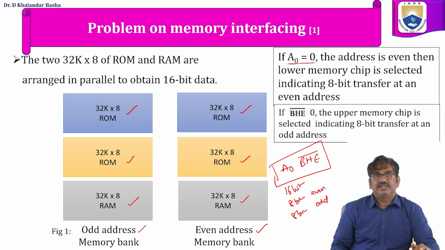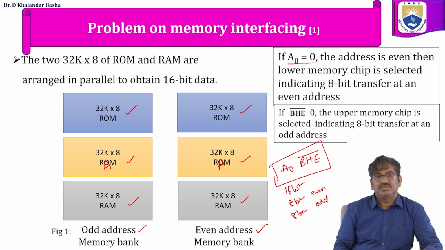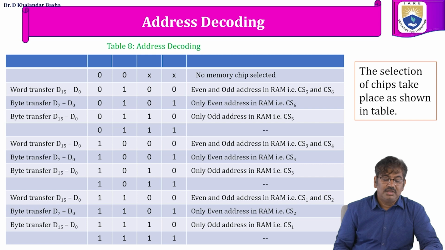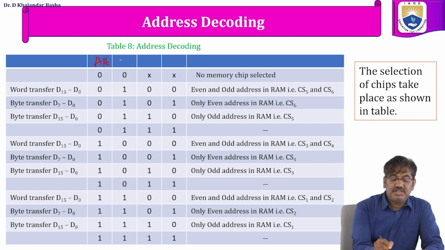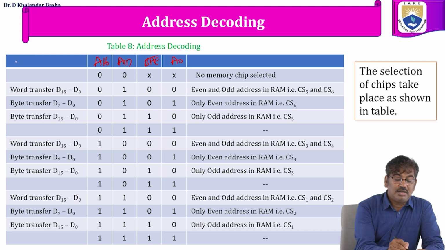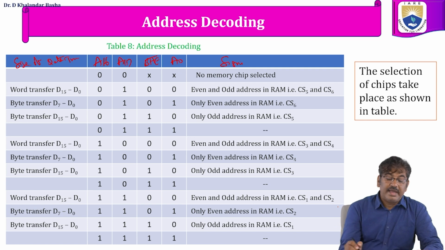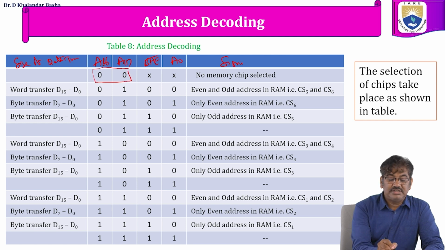Next, to select either ROM or RAM block 1 or RAM block 2, we have reserved two address lines, that is A16 and A17. So by using A16, A17, BHE bar and A0, we specify the size of the data transfer and its functionality or significance. As there are four control signals, we get 16 combinations. Out of these, this is A17, this is A16.